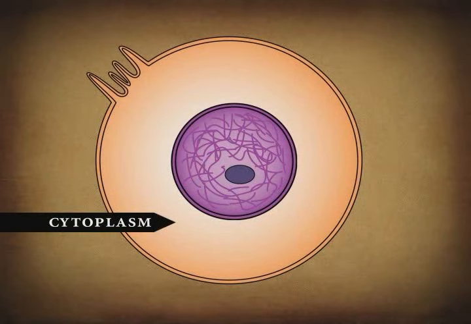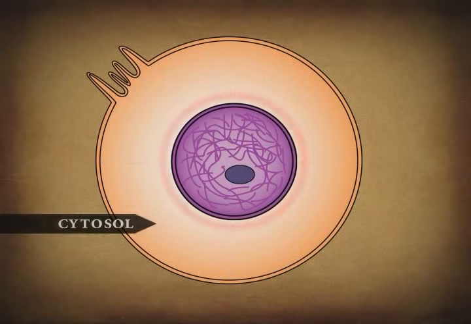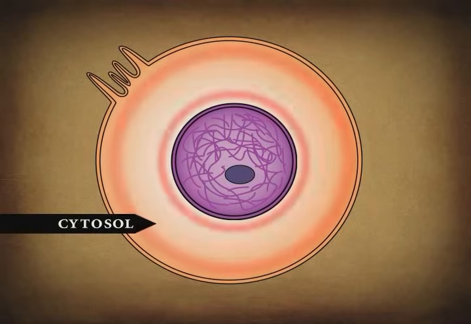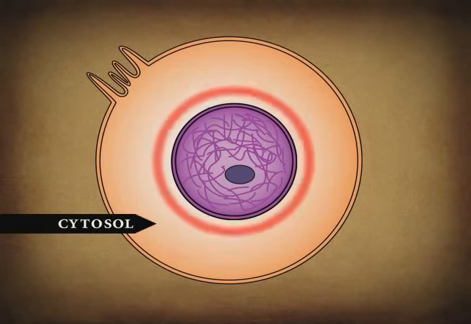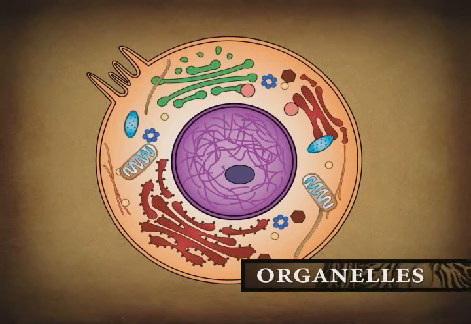Cytoplasm is a clear, colorless substance that fills the area inside the cell membrane and outside of the nucleus. It consists of three main elements: cytosol, the thick, semi-transparent fluid in which all other cytoplasmic elements are suspended; inclusions, chemical substances such as nutrients or cell products like fat droplets or glycogen granules; and organelles, the structures that carry out particular functions for the cell.